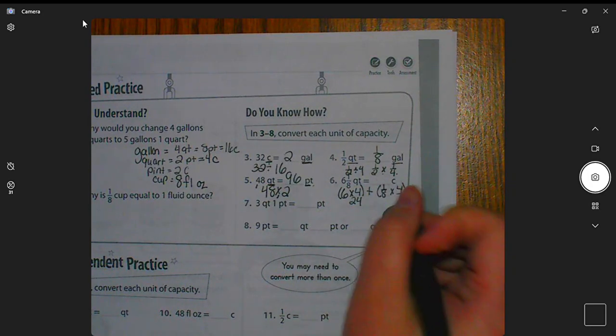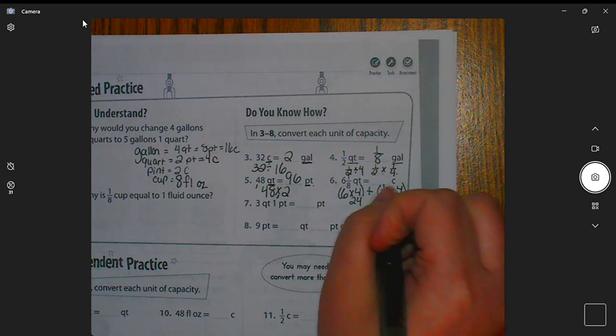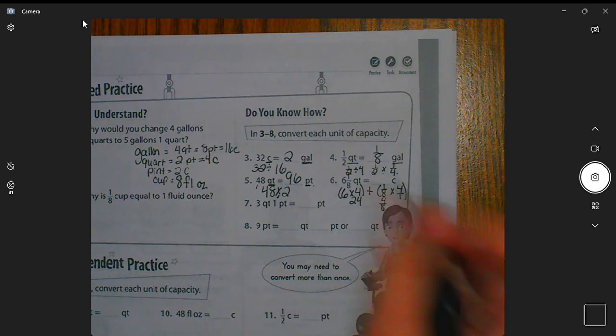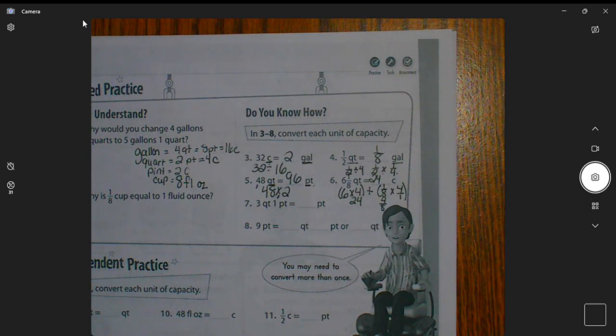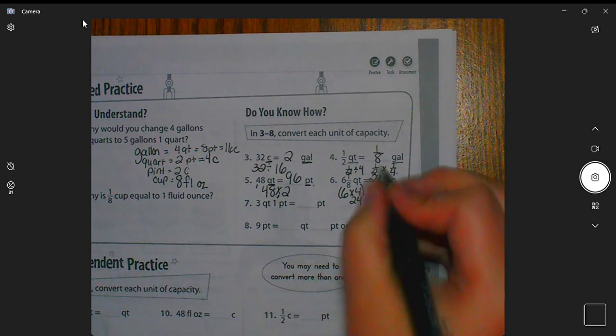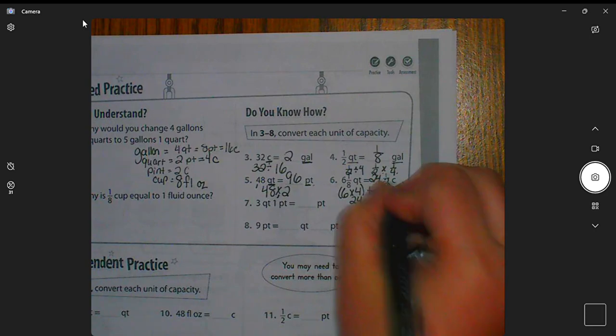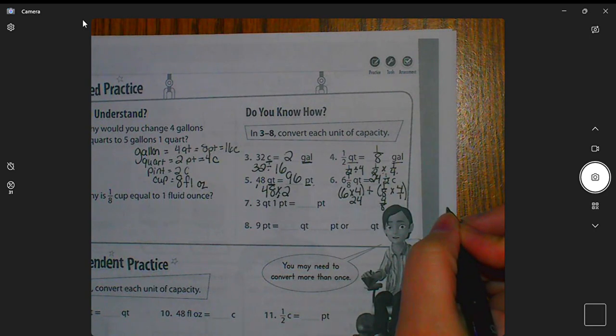1/8 times 4 over 1 equals 4/8. What was another way to say 4/8? Can both 4 and 8 divide by the same number? Well, they will divide by 2, but there is a bigger number I could use. Yes, 4. So 4 divided by 4 is 1. 8 divided by 4 is 2. So 24½ cups equals 6 1/8 quarts.